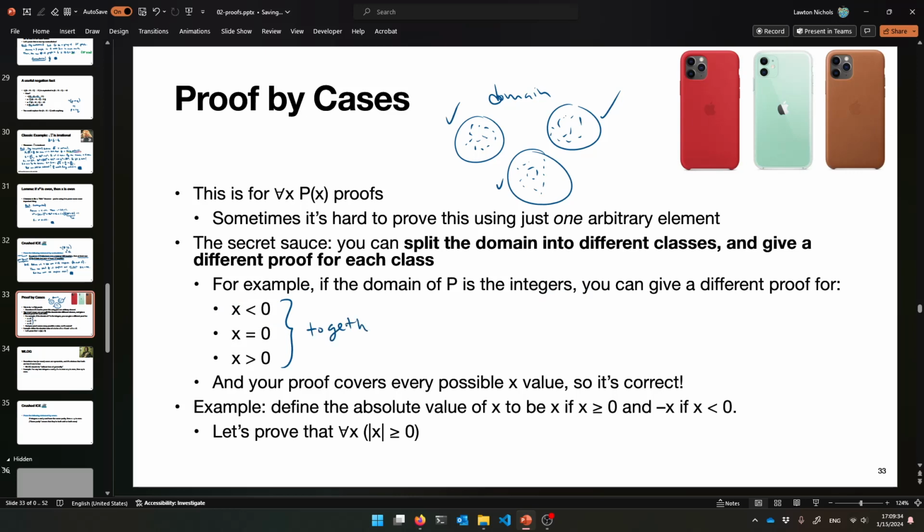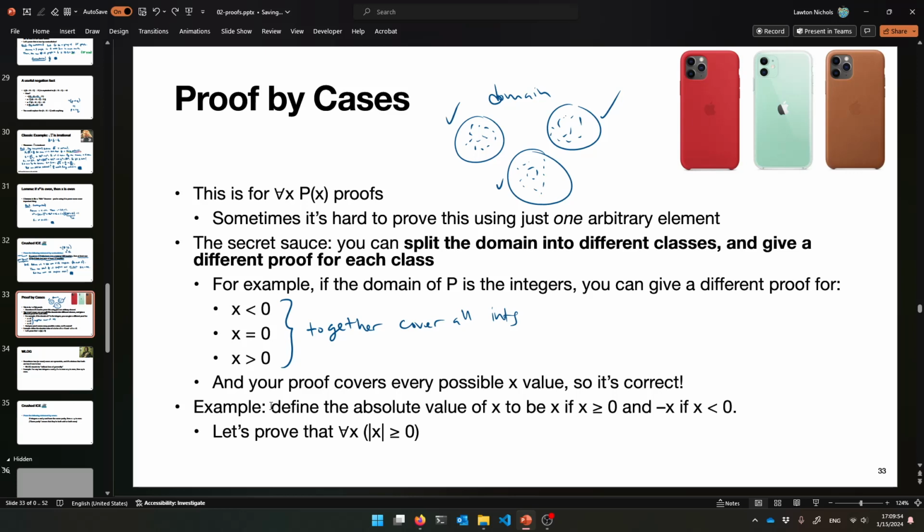Together, they cover all the ints. And you can have a different for all proof for each of them. And you just bring them together at the end. That's the idea. All right? As long as your proof covers every x value, it's totally fine.